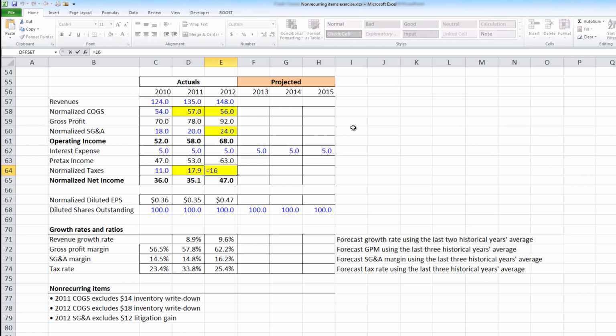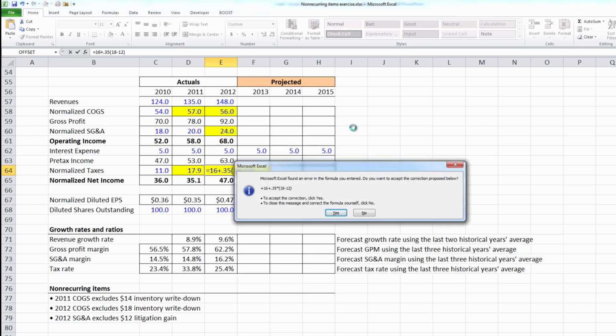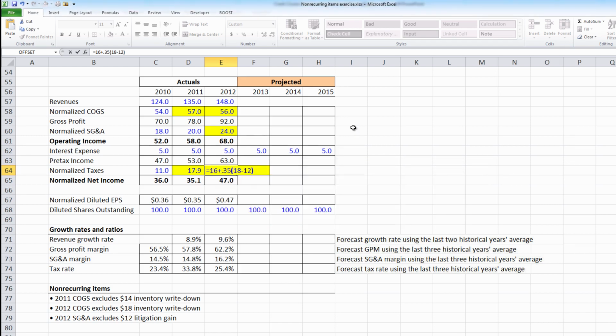The next year, there are two things offsetting this. It's going to be 0.35 times the 18 inventory write-down, net of the $12 litigation gain. The litigation gain that you're pretending doesn't exist was actually adding to your tax liability. Well, now that's not there either. So there's a net expense of $6 that has to be reflected via slightly higher taxes that we're ignoring, basically. Oops. Oh, I forgot to put a multiplication sign here.